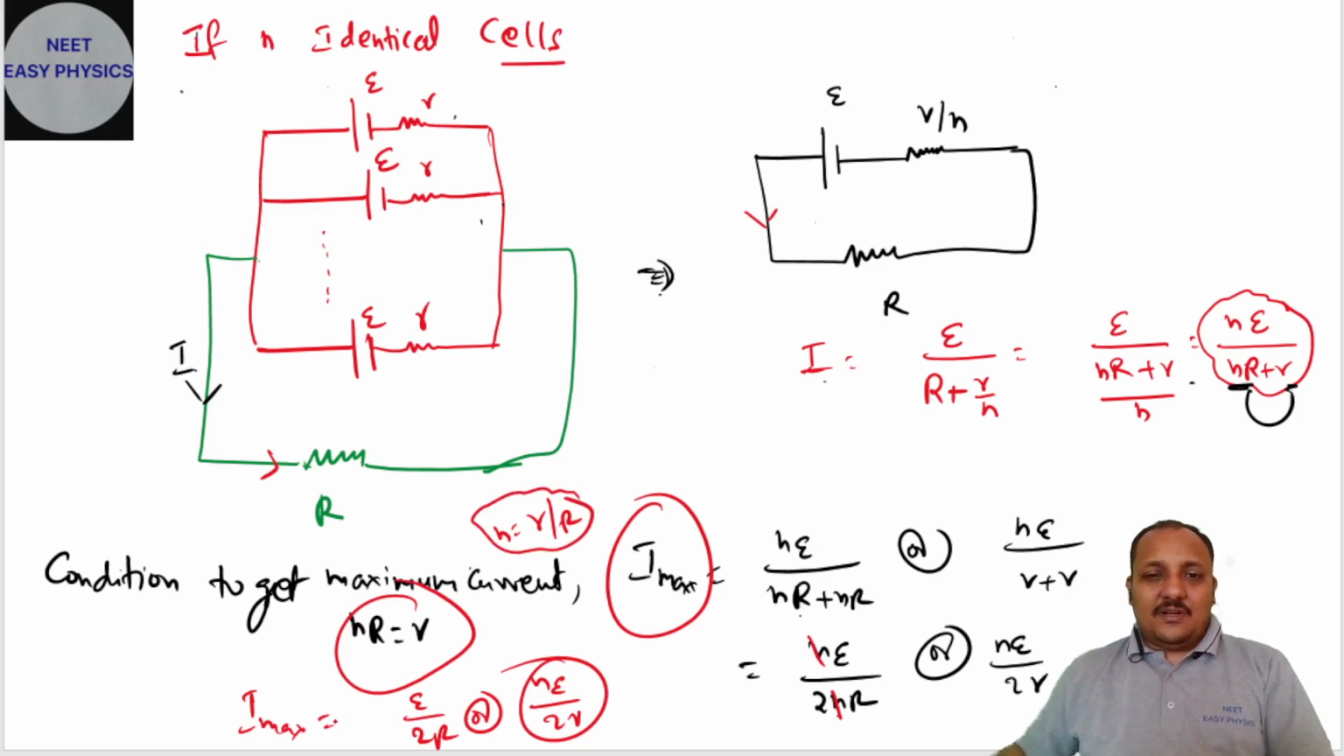And maximum power also they will ask. Once you know the current, you will get all those. So that is the condition for maximum current. I hope you people understood this. Next, within this, they may ask problems like this.